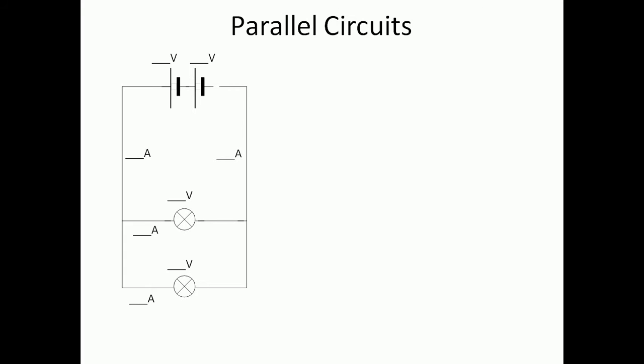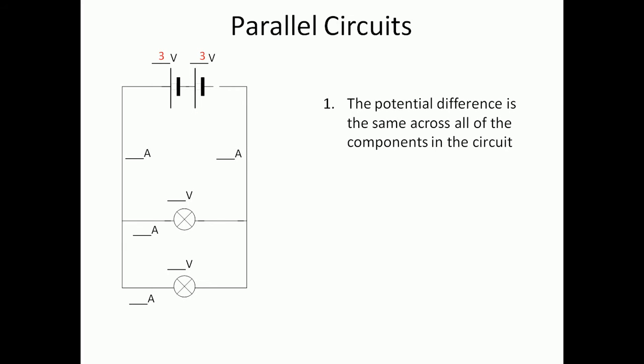These 2 cells each have a potential difference of 3 volts. Therefore combined we would have a potential difference of 6 volts. So the potential difference is the same across all of the components in the circuit. So this is the first property. Totally different, the opposite in fact, of what we have with a series circuit. So since we have a 6 volt supply up here from our two 3 volt cells, the potential difference across each of these would be the same as the supply. In other words, both of these cells would receive 6 volts.